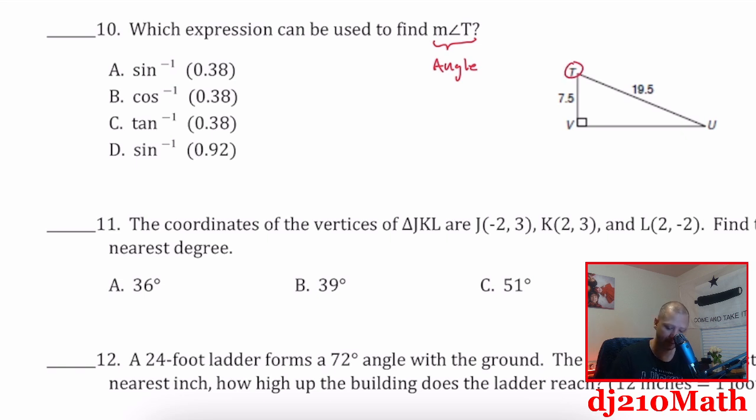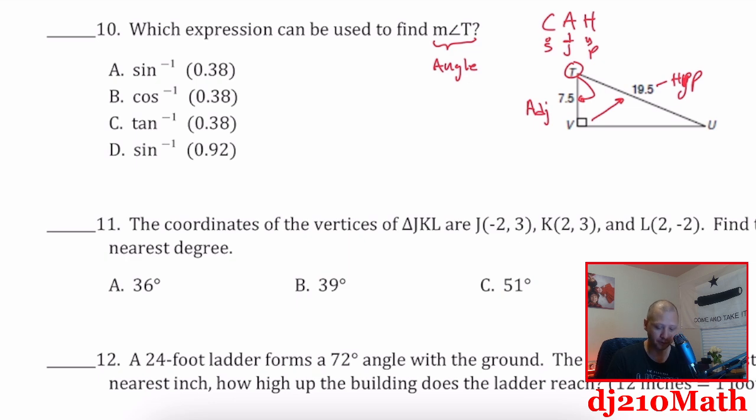Okay, measure of angle T. What did they give us? They gave us the adjacent side, and they gave us the hypotenuse because it's across from the right angle. Right? It's across from the right angle. So adjacent and hypotenuse, A and H. Oh, it's cosine. Right, cosine is adjacent over hypotenuse using SOHCAHTOA.